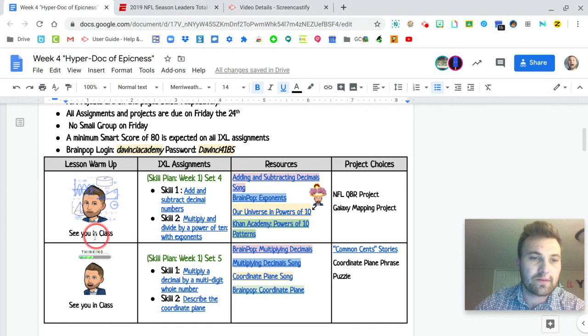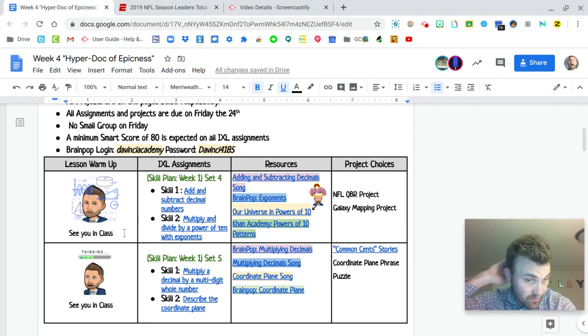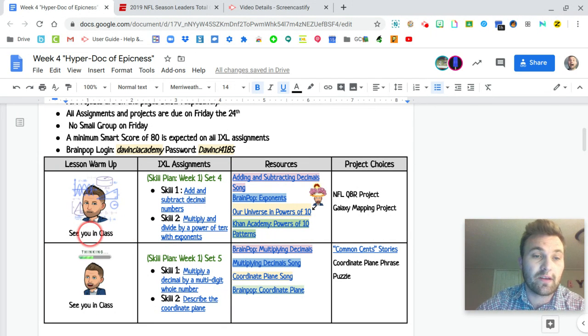Okay, so here's the overview. Lesson warm up. I'll see you in class. We'll do that either Monday, Tuesday, Wednesday, or Thursday, depending on which homeroom you're in, and then anywhere between 9 and 11 o'clock, depending on which small group you're in. We will do warm ups in your respective small group classes. All right, here are the IXL assignments.